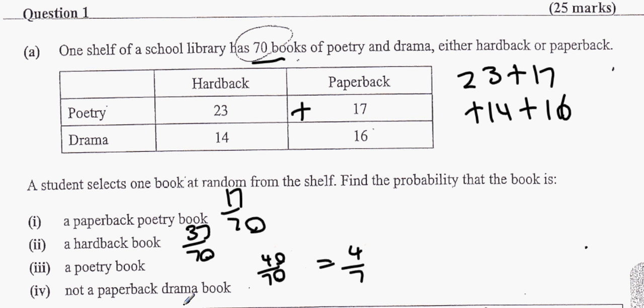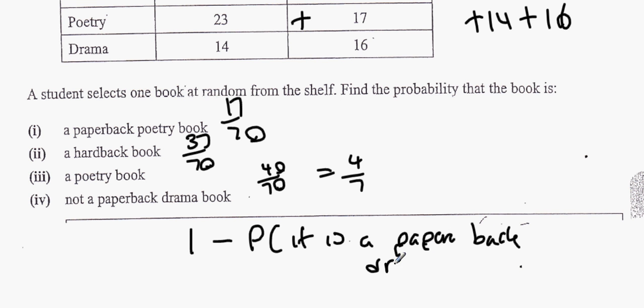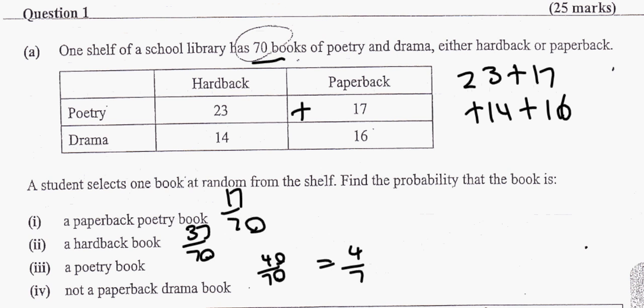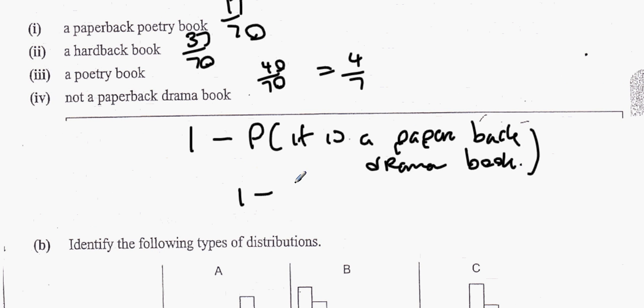And finally, not a paperback drama book. Not a paperback drama book is 1 minus the probability it is a paperback drama book. Okay? So the probability of it being a paperback drama book is 16 out of 70. This means that 54 out of 70 of them aren't a paperback. So it's going to be 1 minus 16 out of 70, which is 54 out of 70.